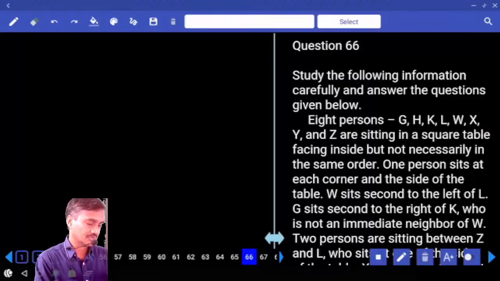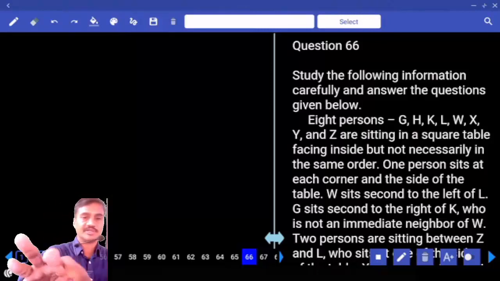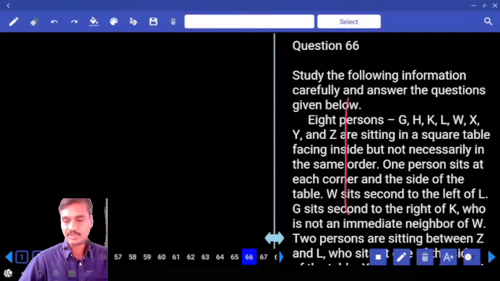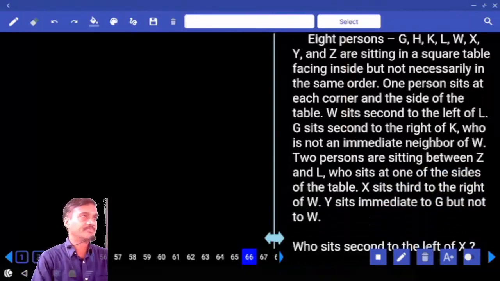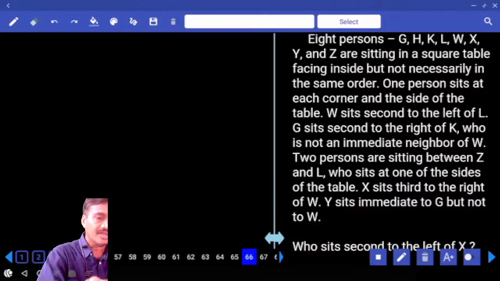Now the reasoning questions start from question number 66 onwards. For questions 66 to 70, we need to decide whether it is the first priority or the second priority. A square table without any parameter must be under the first priority. Now, how many persons are there?